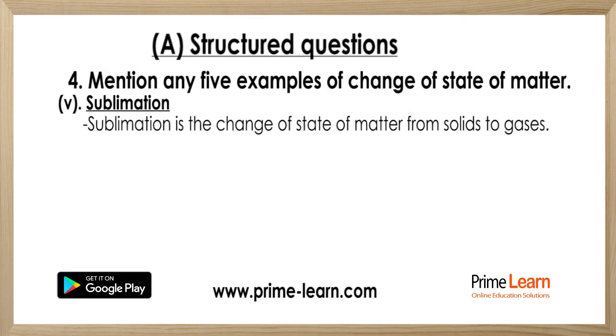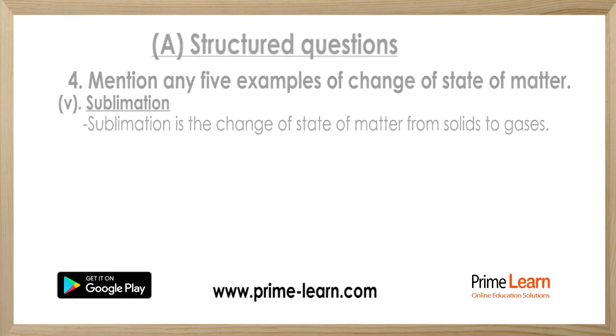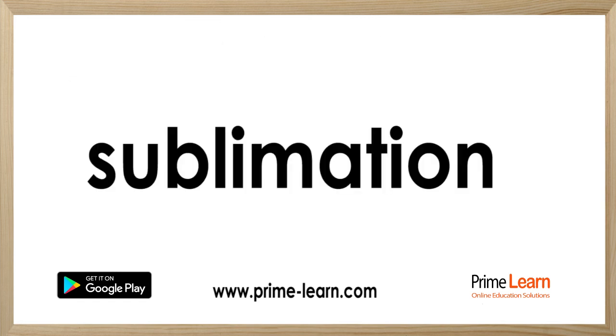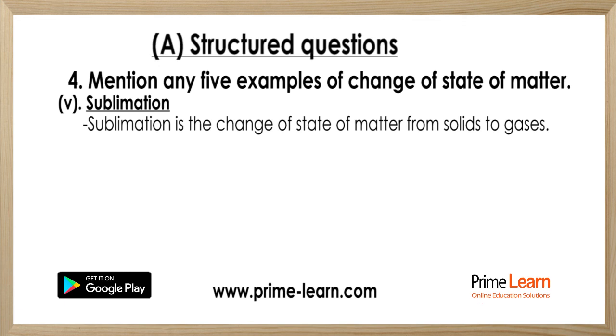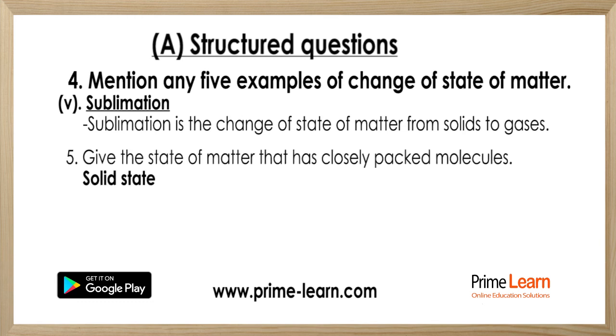Our last example is sublimation. Sublimation is spelled S-U-B-L-I-M-A-T-I-O-N, sublimation. And we say that sublimation is the change of state of matter from solids to gases. Wow, we have mentioned the 5 examples of change of state of matter. Let us go straight away to question number 5.